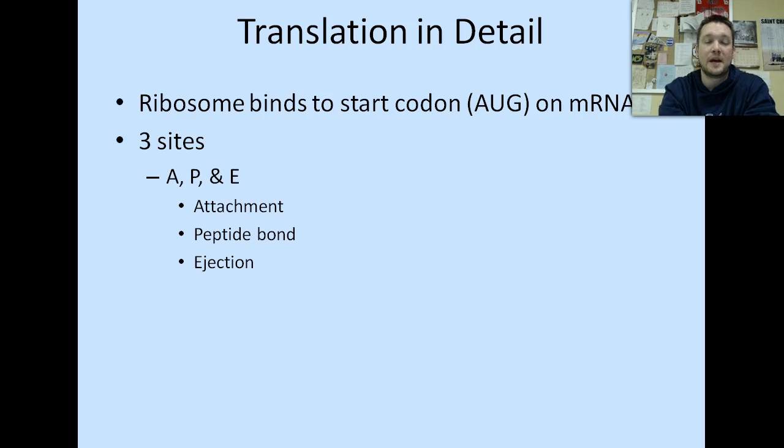There are 3 sites within a ribosome, and they're called A, P, and E. A is an attachment site. And then P is for peptide bonds, because that's where you actually form a peptide bond to attach a new amino acid. Then E is ejection. That's where we get rid of the tRNA that we've already used.